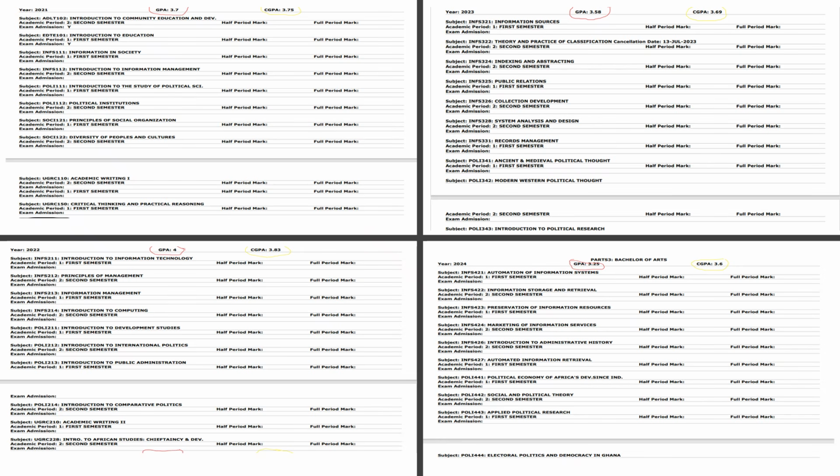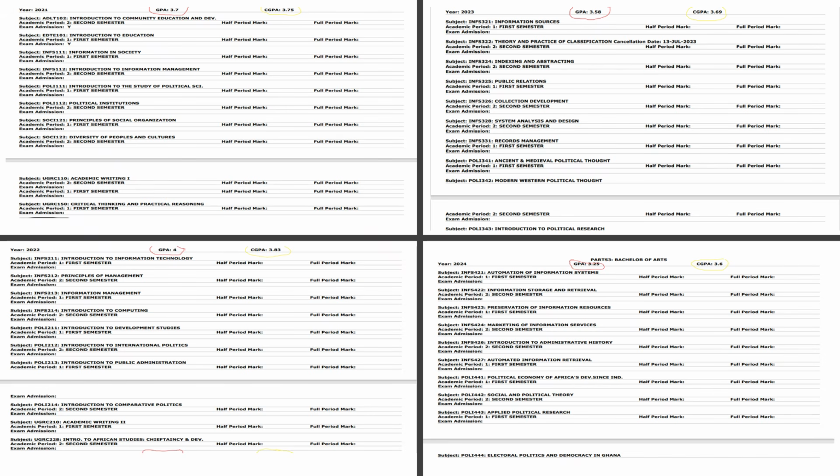Then level 400, the GPA was 3.25 times 2 over 6, which is equal to 1.08. So when we add 0.61 plus 0.66 plus 1.19, I hope you're adding them up, plus 1.08, we are going to have a GPA of 3.54. It means that she's going to graduate with a second class upper.